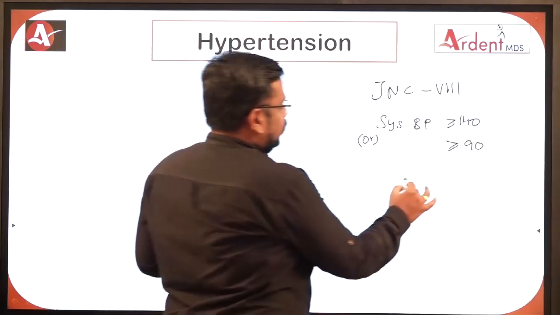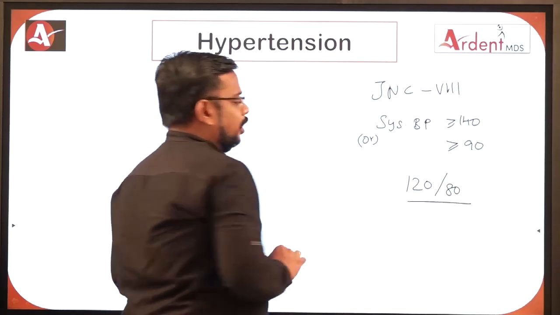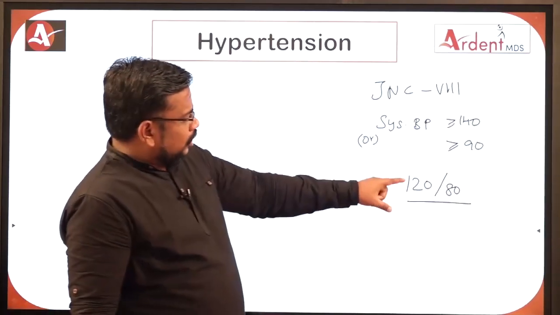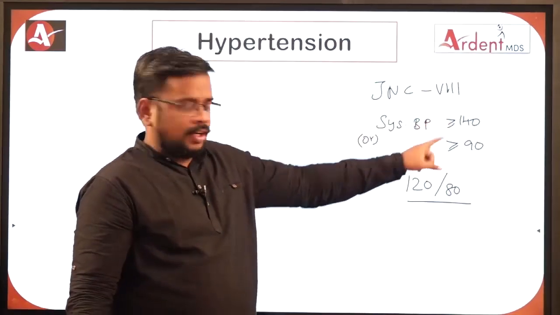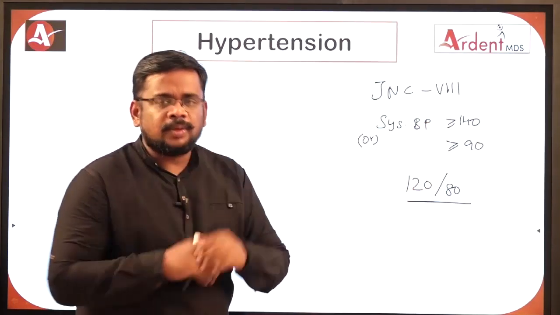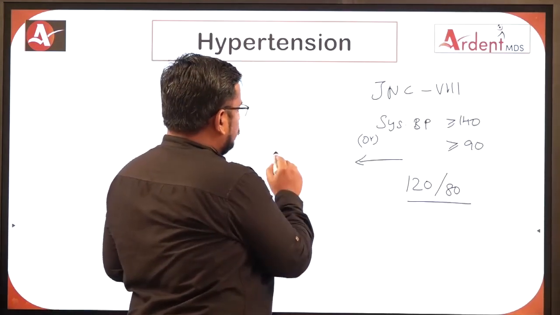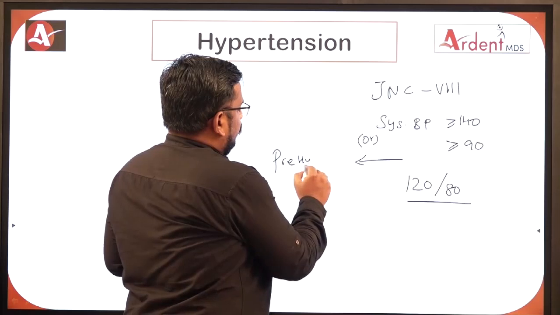So then what is normal blood pressure? The normal value is 120 by 80. Every student knows this, right? So what is in between then? Hypertension is 140, normal blood pressure is 120. So what is in between? This in-between blood pressure is called the pre-hypertensive state.